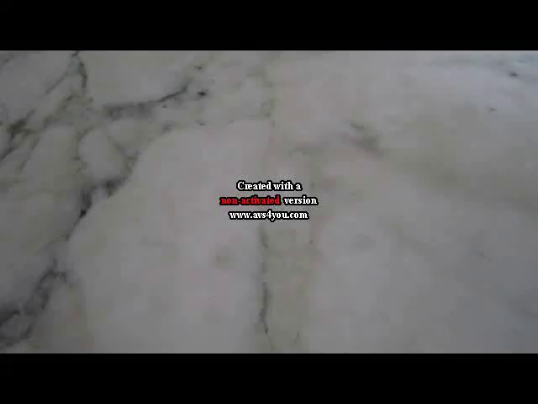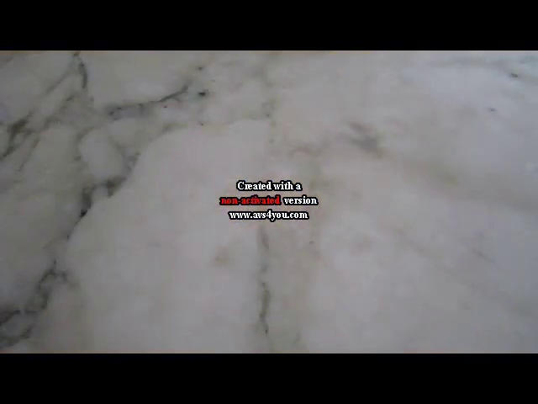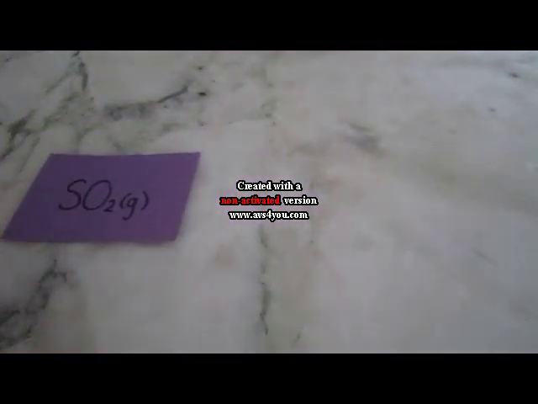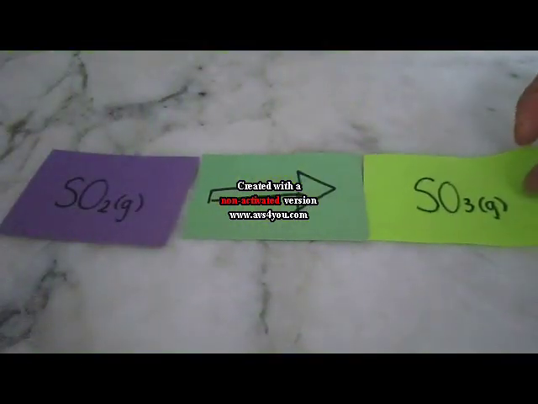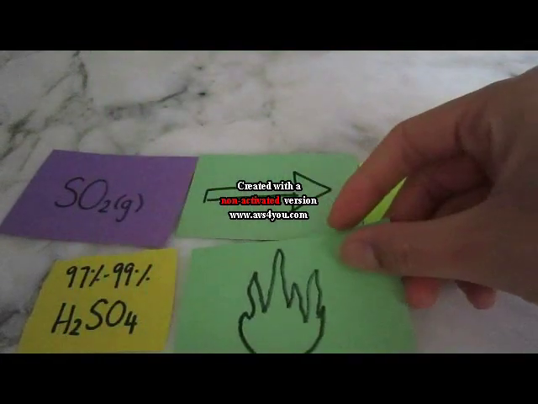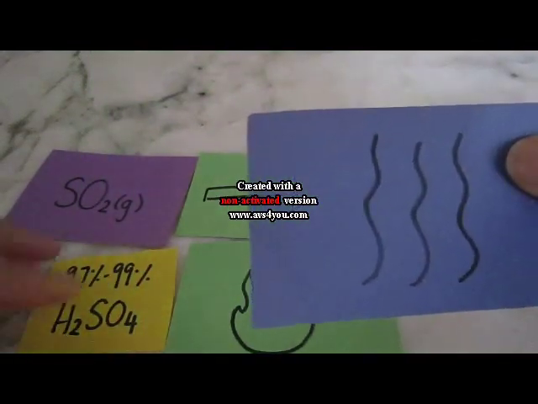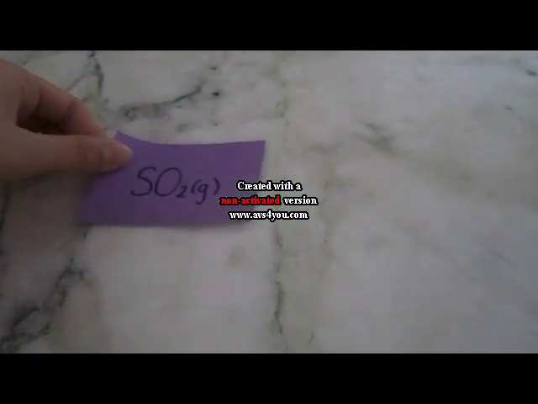The double contact process is the same as the single contact process, but includes 2 conversion stages of sulfur dioxide to sulfur trioxide. In the first conversion, 90% to 93% of sulfur dioxide is converted to sulfur trioxide. Low temperature 98% sulfuric acid is fed through the top of the tower, and the whole mixture is heated to 80 degrees Celsius to 85 degrees Celsius. The mixture is then cooled rapidly. The mixture is returned to the absorption tower, where the remaining sulfur dioxide is converted.